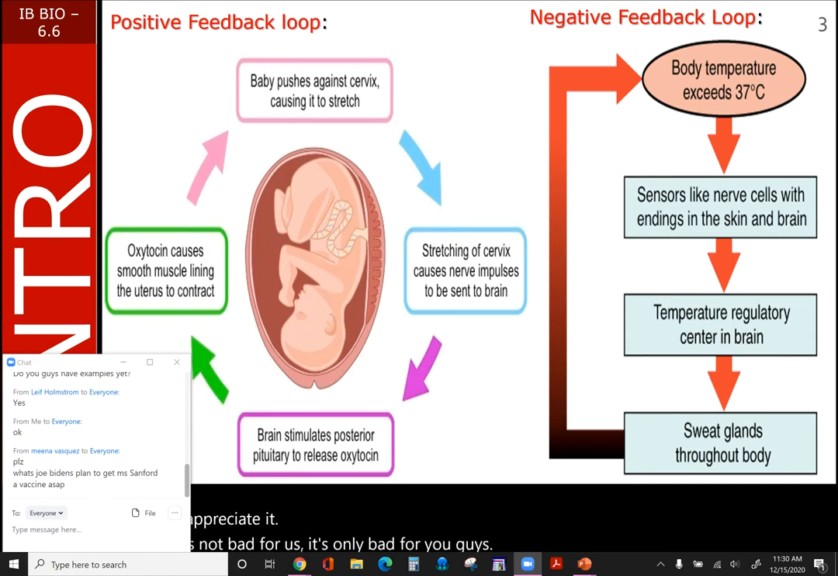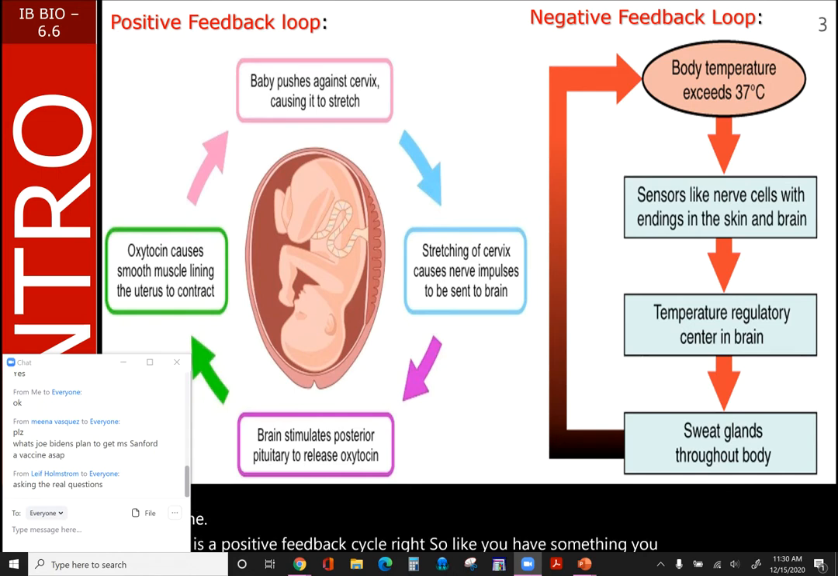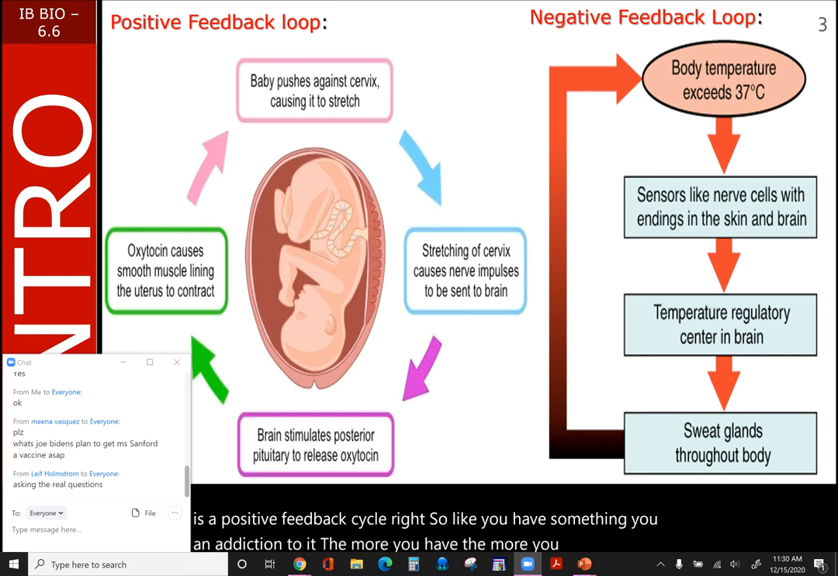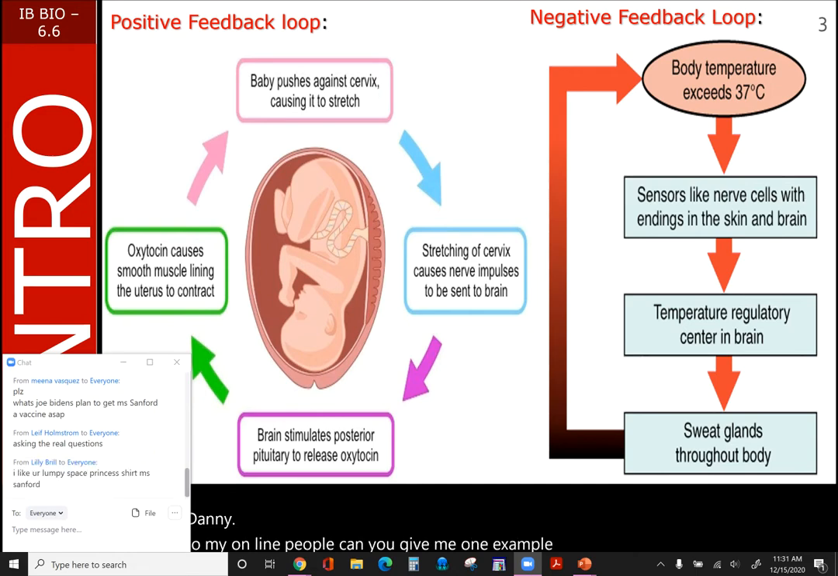You're talking about dopamine. So you're talking about addiction and dopamine. Yes, that is a positive feedback cycle, right? So you have something, you develop an addiction to it. The more you have, the more you need. Yep, totally right. That's positive feedback. Nice job. Thanks, Danny.